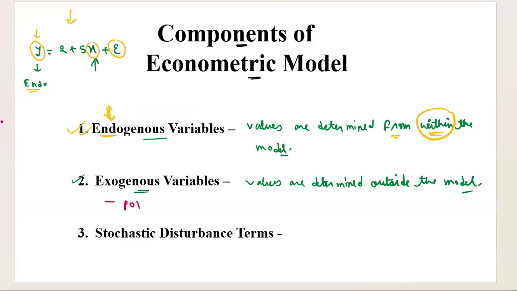It is also called a policy variable. Policy variable means you can manipulate these variables and get different results for different points. So this is a policy variable, which is historically given, and which is determined from some separate mechanism.